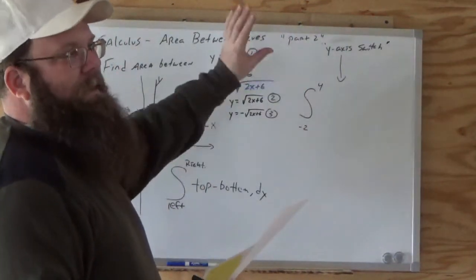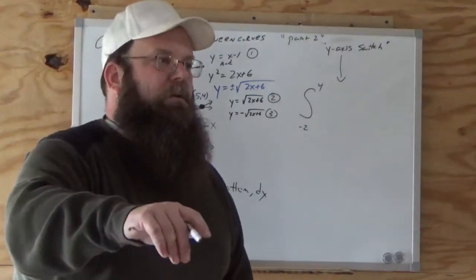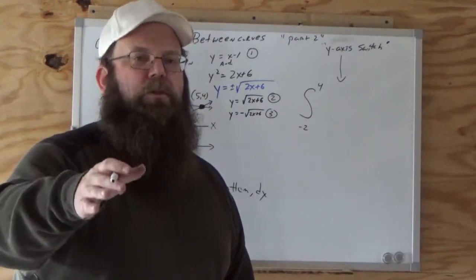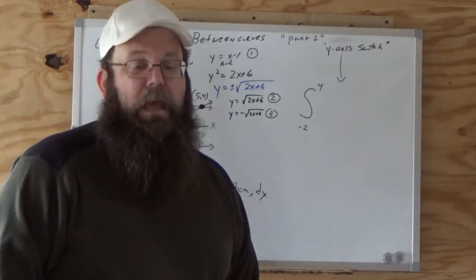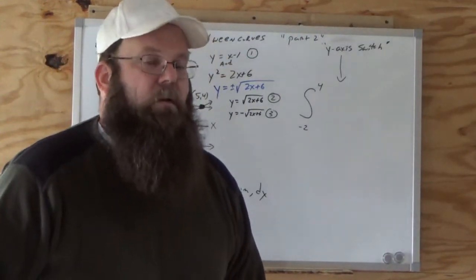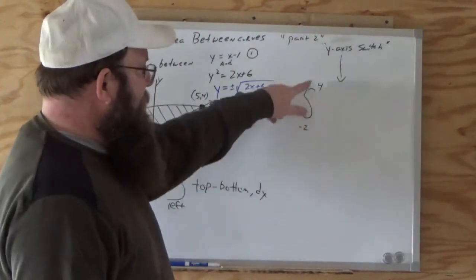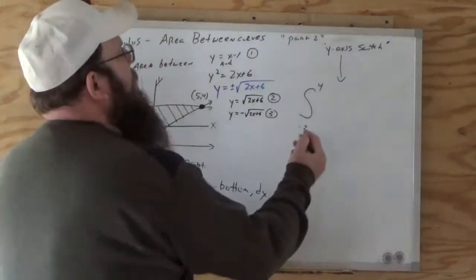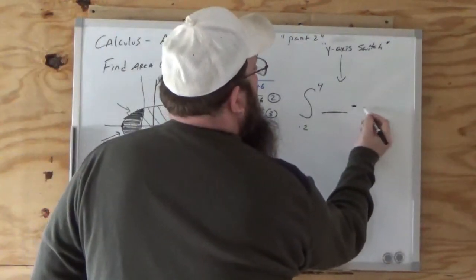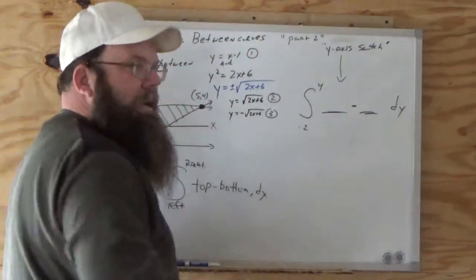If you get this mixed up, the only thing that's going to happen, no one's going to come to your house and beat you or take you to jail. The only thing that's going to happen is your answer is going to be negative. And areas can't be negative, can they? So if you get a negative answer, it just means you either inverted these two or you inverted the functions. So now we need a top minus a bottom, and it's got to be a dy. So that means they have to be y's. We can't put x's in there.